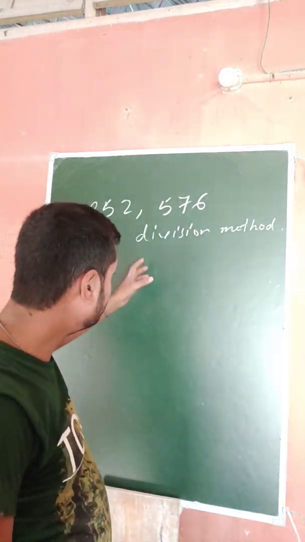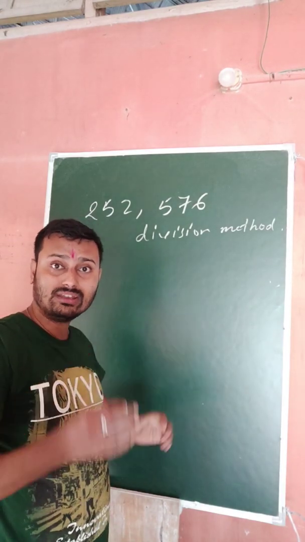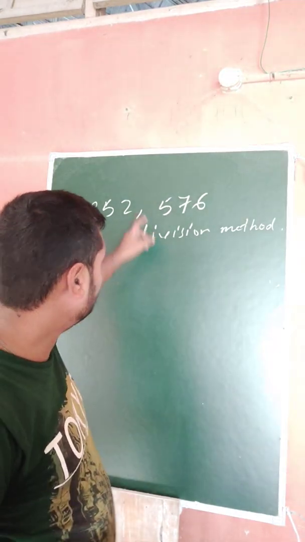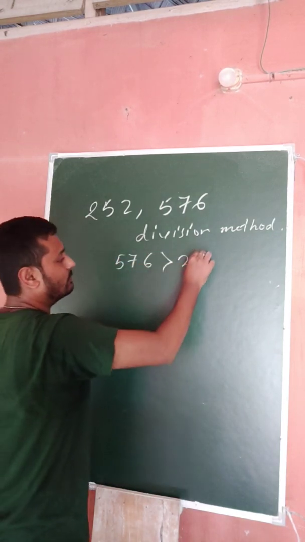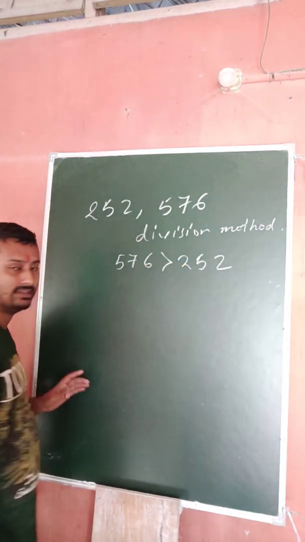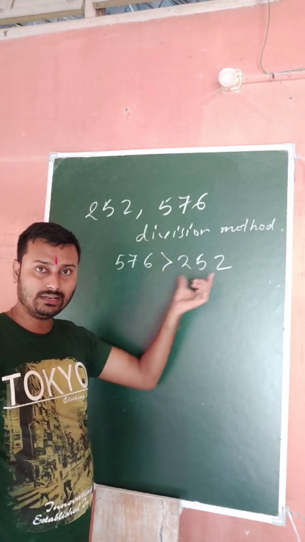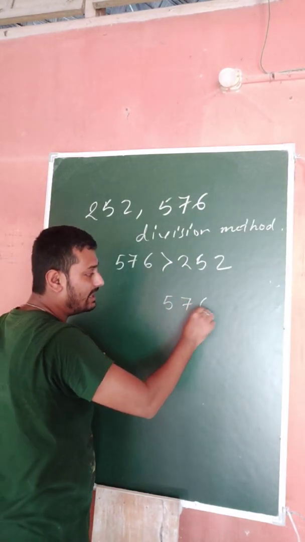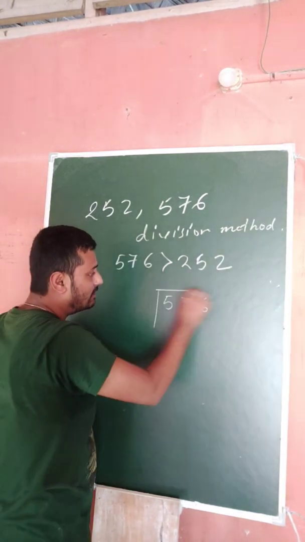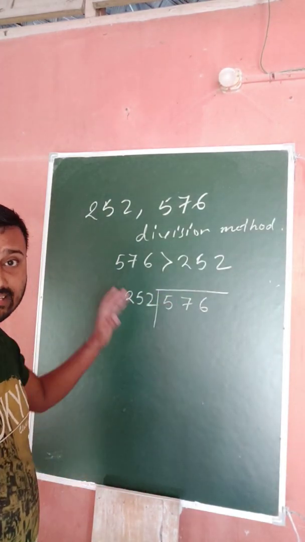But look at the numbers 252 and 576. In this case, at first you have to check which one is the bigger number. In this case, 576 is bigger than 252. That means 252 is smaller than 576. So that means 576 will be the dividend and 252 will be the divisor. This is the main step.